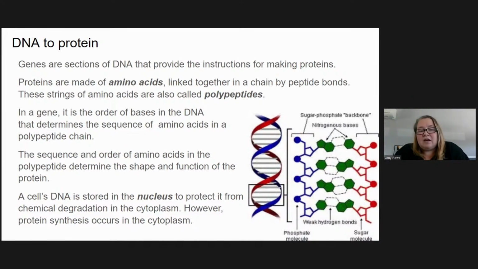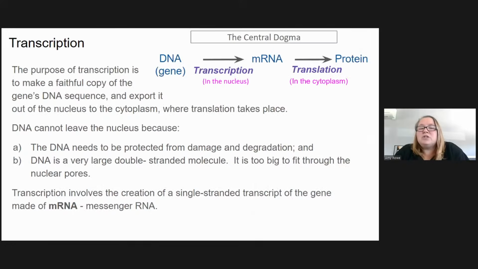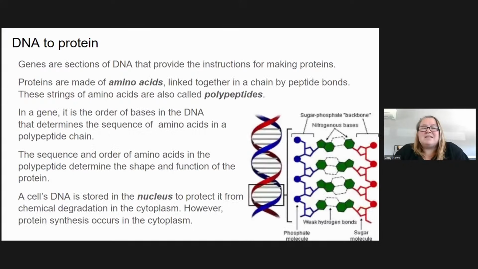The sequence of the amino acids in the polypeptide chain is vital to the shape and the functioning of the protein, because when that protein is folded up, it is the order of those amino acids and the chemical interactions between those amino acids that will determine the shape of our protein.